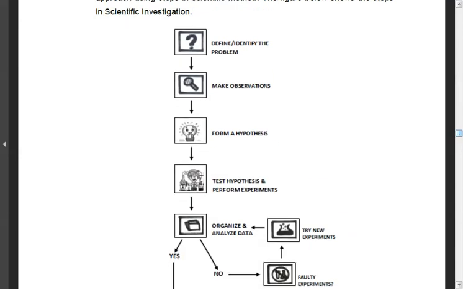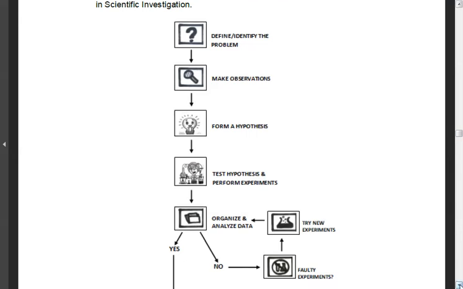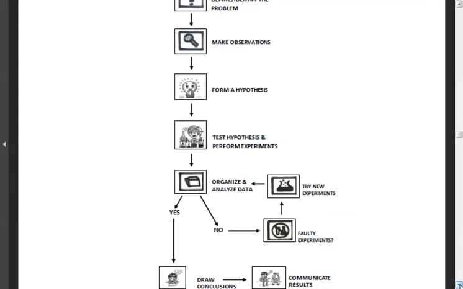Basically, first, define and identify the problem. And then, make observations. You observe what is in the surroundings. What is the problem all about? And then next, you have to form a hypothesis. A hypothesis is a temporary solution to your problem. Then you have to test it. Is that the possible cause? Is that the reason the problem has occurred?